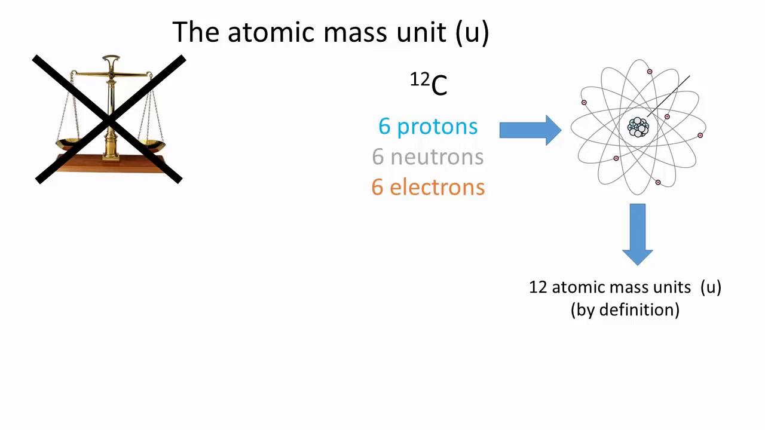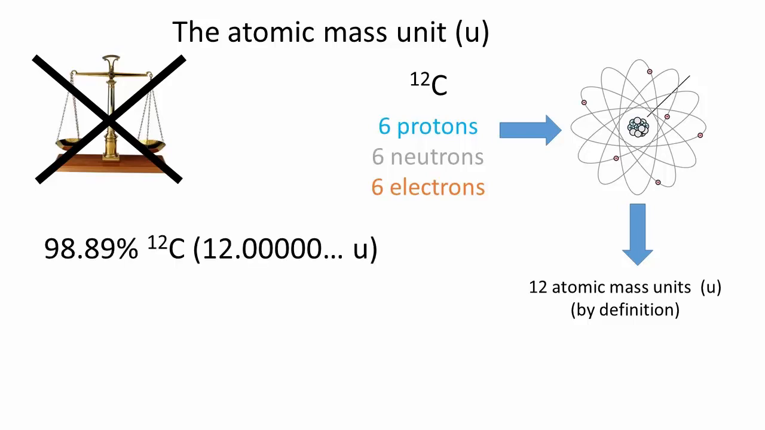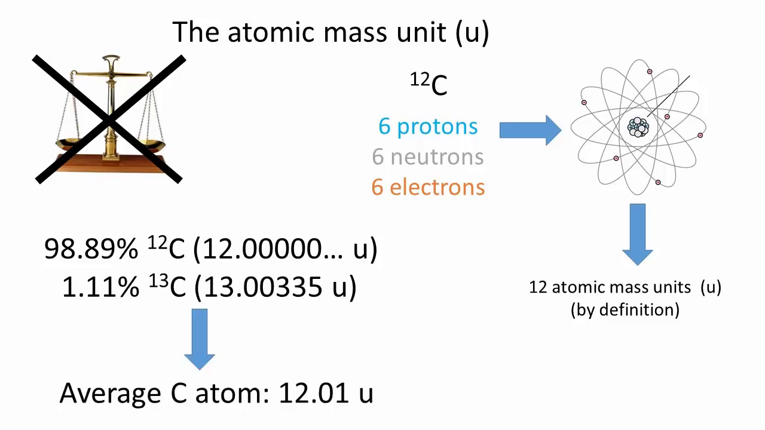13.00335 atomic mass units. Also, experiments can easily determine that 98.89% of carbon atoms are carbon-12 and 1.11% are carbon-13, thus meaning that the average carbon atom's mass can be determined by calculating the weighted mean of the two isotopes. This gives 12.01 atomic mass units. Please note that no single carbon atom weighs this amount, just as no single Canadian family has the average number of members, 3.9. It is merely an average.